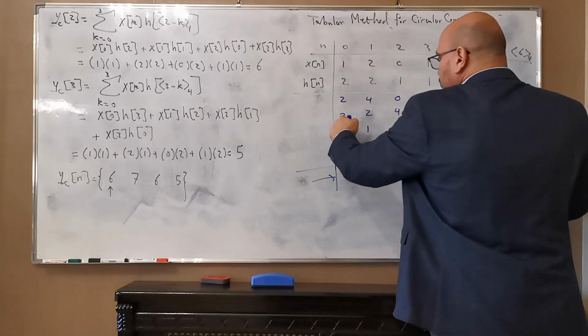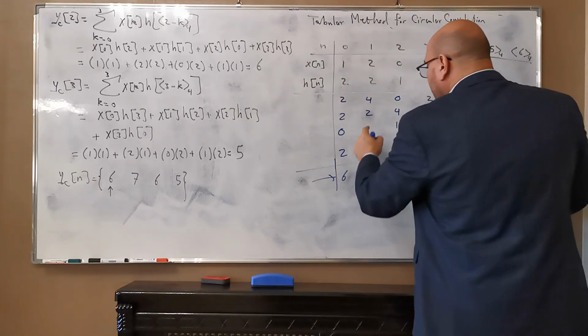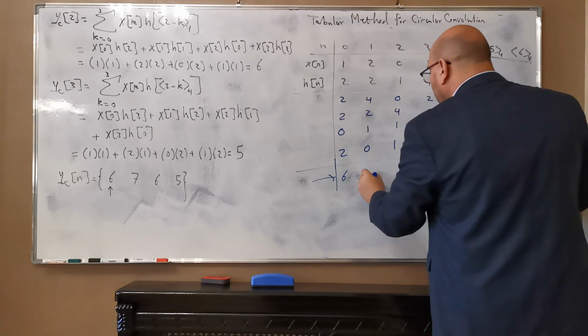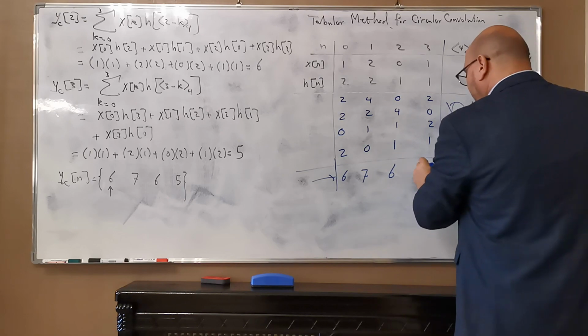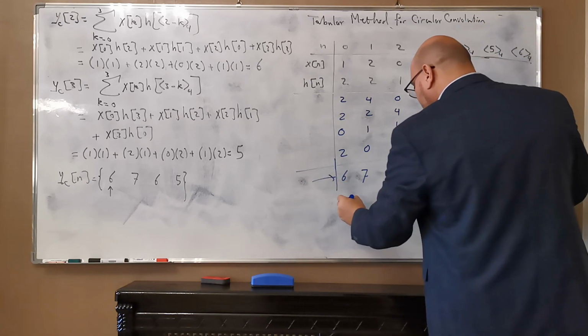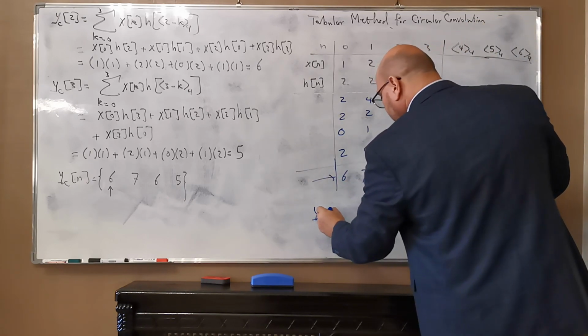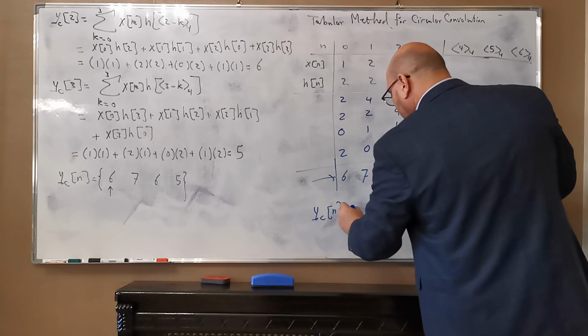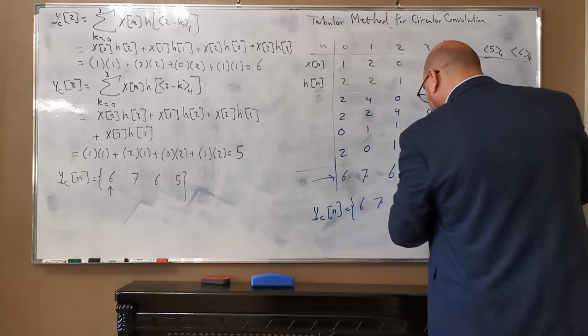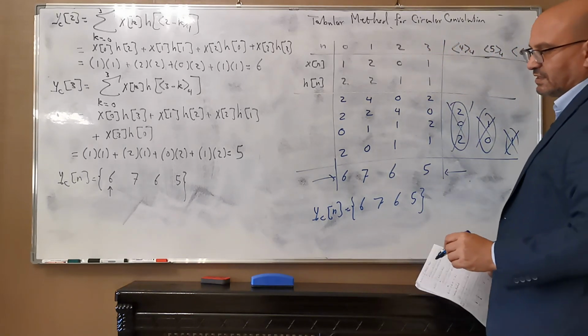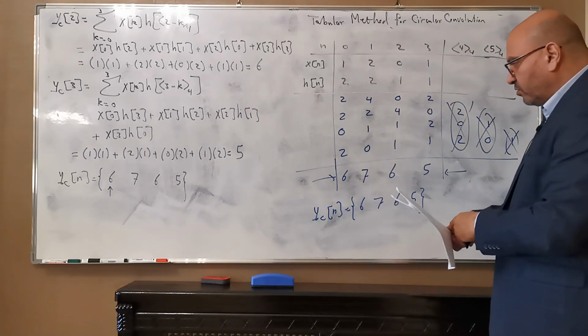If you add those, 2 plus 2 plus 2 is 6, 7, 6, 5, which is the same as our result, so YC of n is equal to 6, 7, 6, and 5. Okay, so this is an easy way to do the circular convolution.